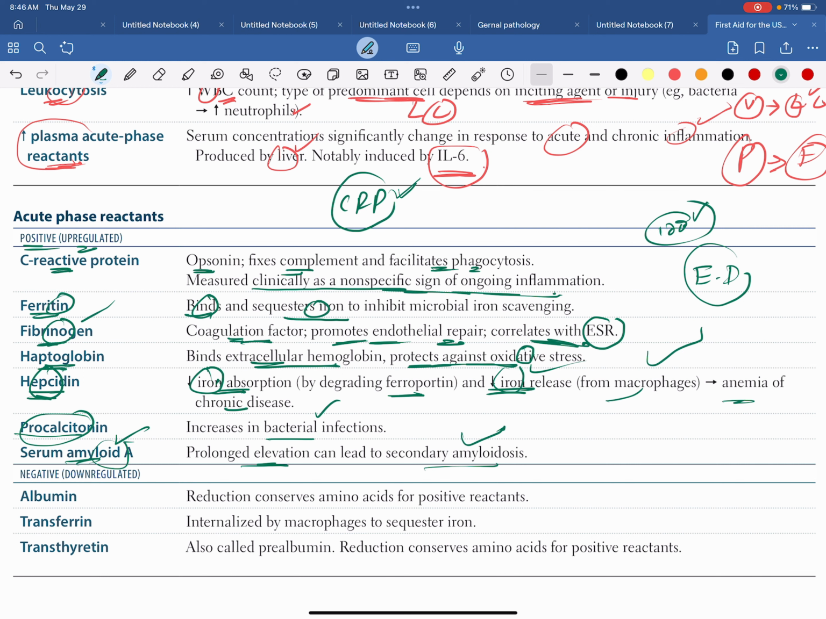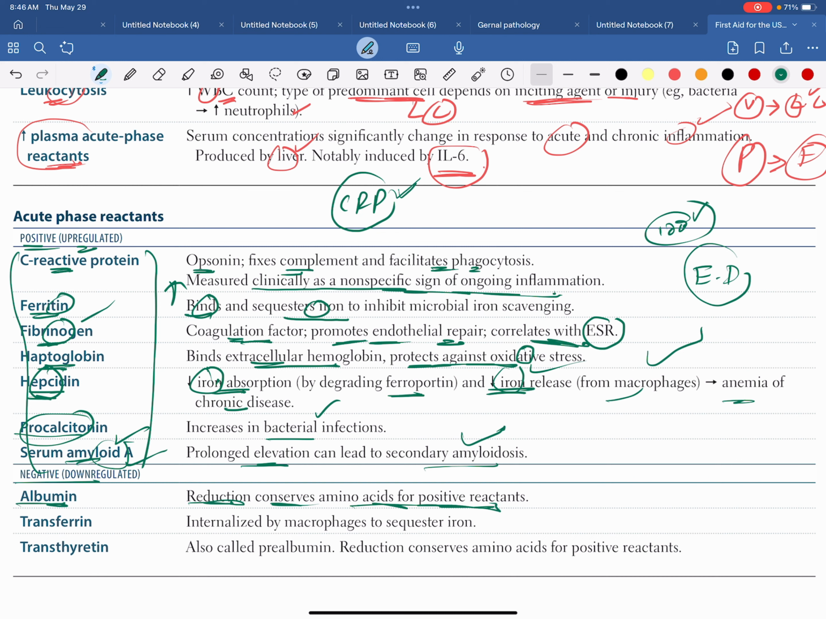Then after that, these are the proteins which are going to be increased in amount during the inflammation. But there are also some proteins that are going to be decreased, down regulated during the inflammation. And what are those proteins? Basically, the albumin is going to decrease during the inflammation. This is called negative or down regulated. So reduction of albumin conserves the amino acids for positive reactants.